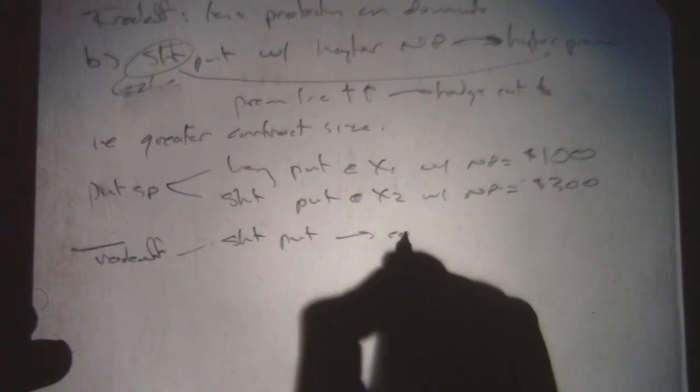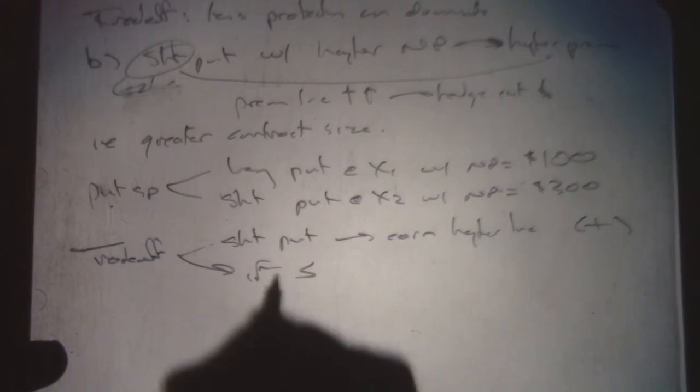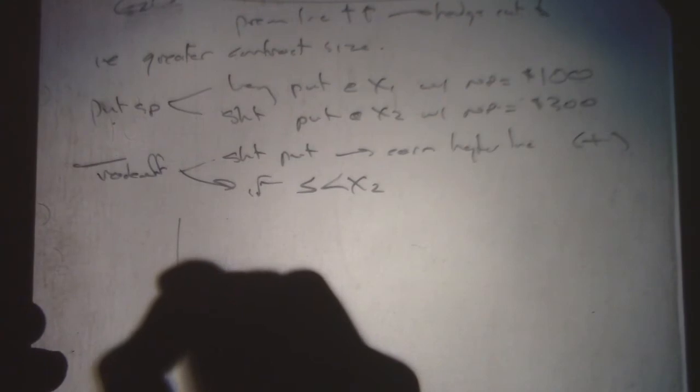Now, what's the trade-off? Of course, the short put earns higher income. That's a plus, but what's the trade-off? When is it bad news? Spot price goes below X2. What's going to happen here? Here's what's going to happen.